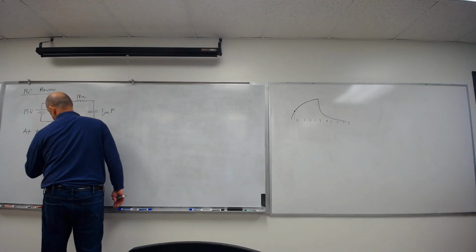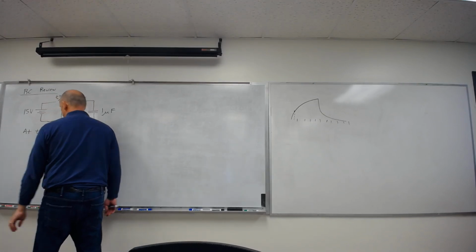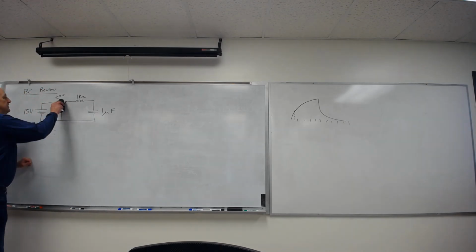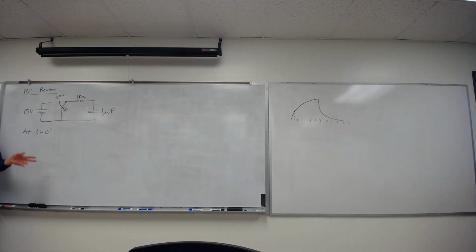It's been like this for a while, so it's fully charged. And then we'll just start our time when we move the switch. We'll move the switch down here. So the battery's disconnected. So that at the instant we move the switch, the battery voltage is 15 volts, but who cares? It's not connected to anything.